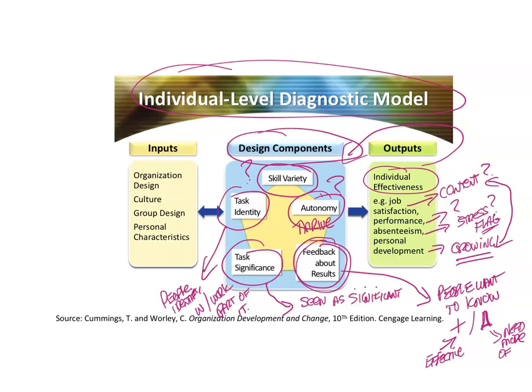How much autonomy do they have? How independent do they want to be? And are they at the level of independence that they need? And the skill variety, of course, is what variety of skills are they being given the opportunity to use, and does that line up with what they want to be doing? So this is the essence of the individual level diagnostic model.